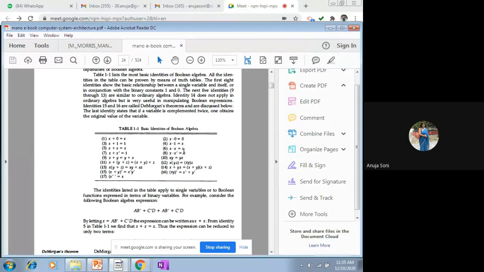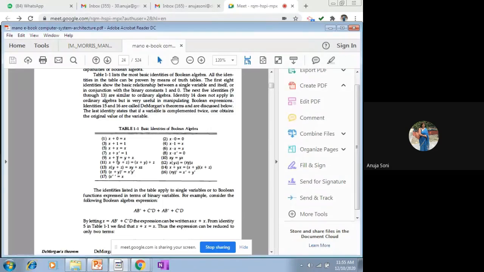X into x will always be x. For example, one time we take 1 into 1, and another time we take 0 into 0. So 1 into 1 means both are true, so the result will be 1, which is equal to x. Similarly, 0 into 0 will be equal to 0. Now we come to this.